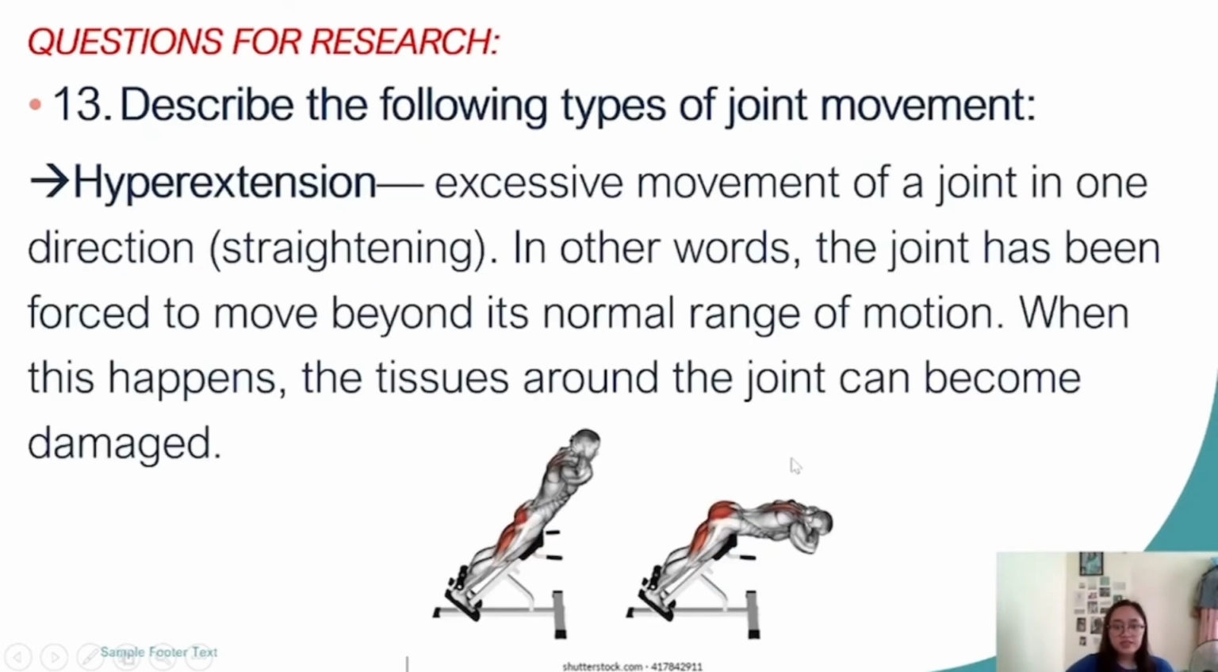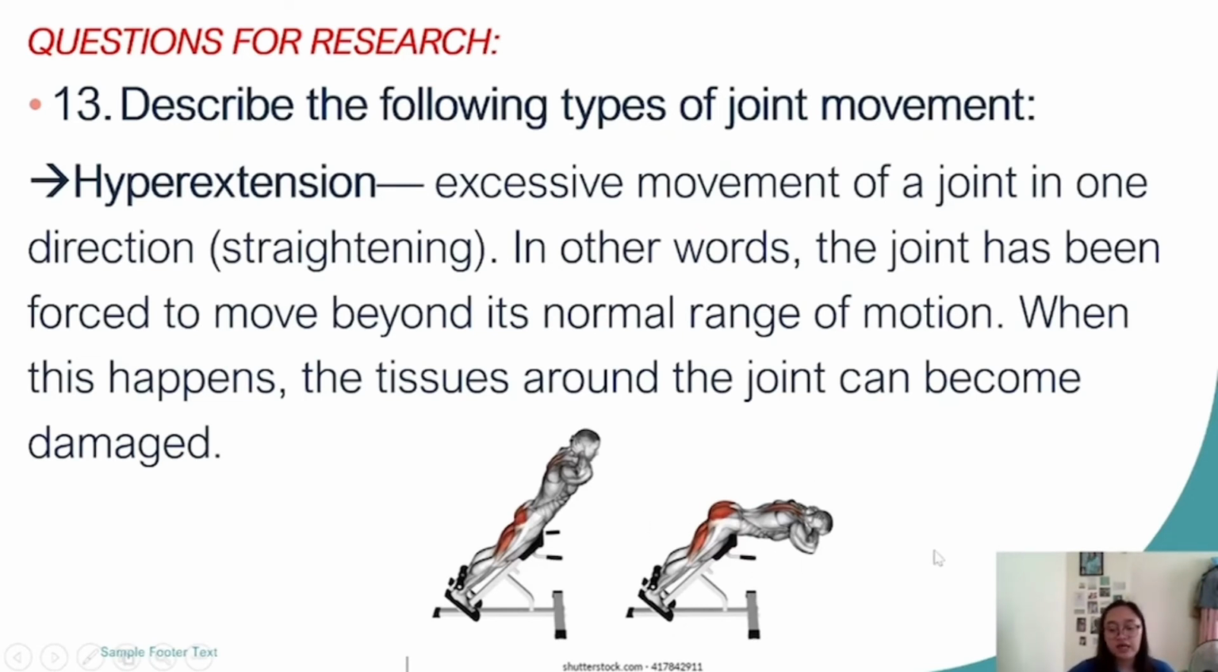The other type is the hyperextension. It is excessive movement of a joint in one direction. In other words, the joint has been forced to move beyond its normal range of motion. When this happens, the tissues around the joint can be damaged. I think mostly nagagamit itong hyperextension tuwing nag-workout tayo.